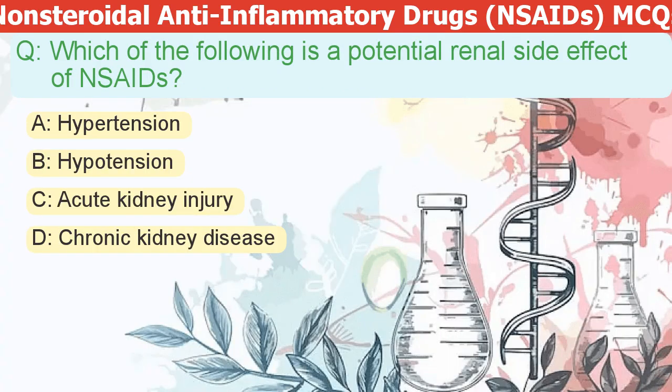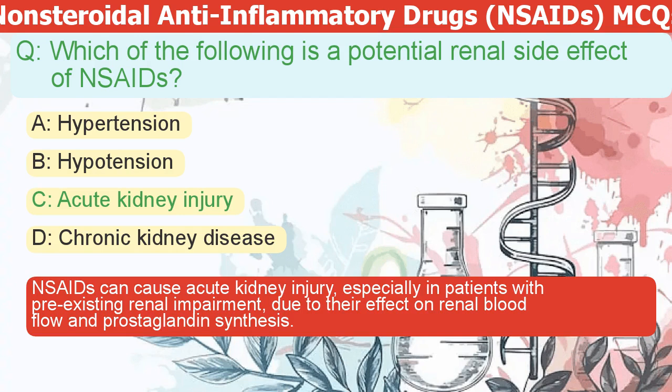Which of the following is a potential renal side effect of NSAIDs? A. Hypertension. B. Hypotension. C. Acute kidney injury. D. Chronic kidney disease. The correct answer is C. NSAIDs can cause acute kidney injury, especially in patients with pre-existing renal impairment, due to their effect on renal blood flow and prostaglandin synthesis.